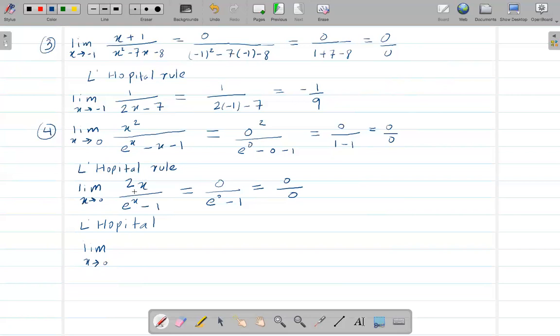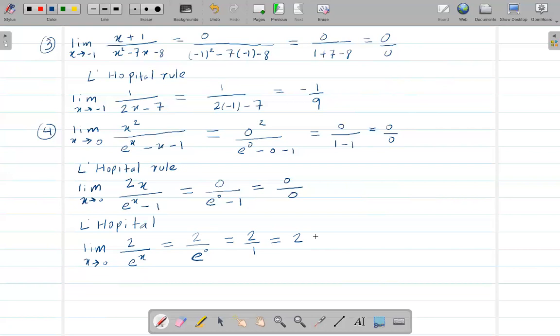And again, take the derivative of 2x, which will be just 2 on the top, and on the bottom, the derivative of e to the power x is still e to the power x. The derivative of the constant is 0. Okay, now this is equal to, if x goes to 0, then we have 2 over e to the power 0, which is equal to 2 over 1, so 2.